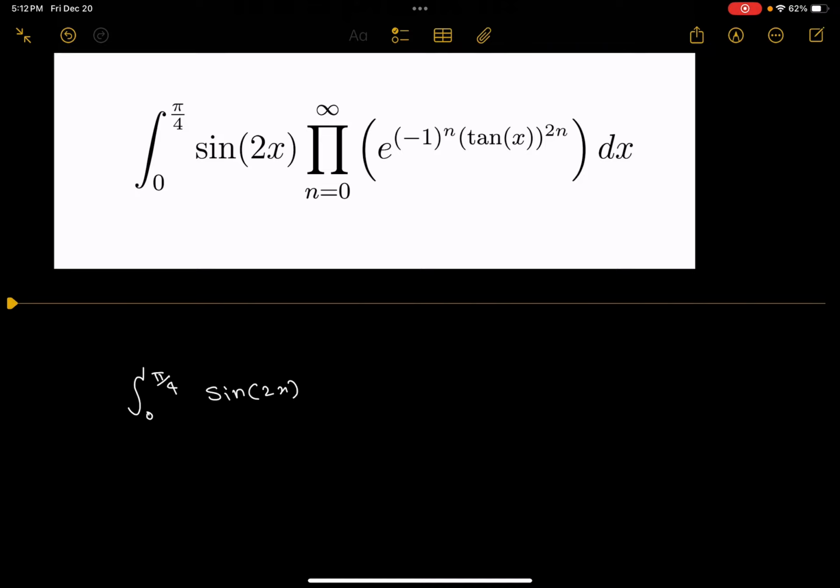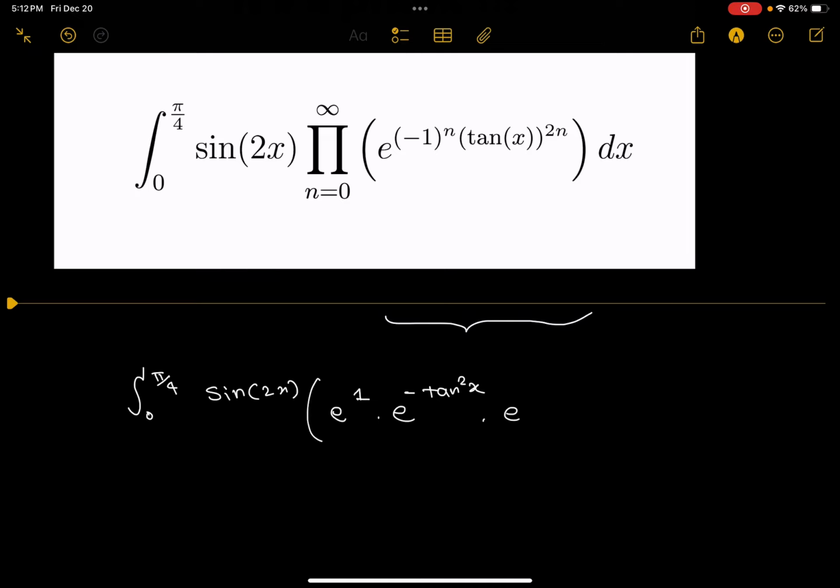Now let's try to see what the product actually evaluates to, and then you will see that it's actually easy. I guess you know about the product notation. That means we will just evaluate this entire expression at all the numbers from n equals 0, n equals 1, n equals 2, n equals 3 up to infinity, and then we'll just take the product of each of them. So it will just be e to the power, for n equals 0, minus 1 to the power 0 is 1, and tan x to the power 0 is 1, right? Times e to the power negative tan square x.